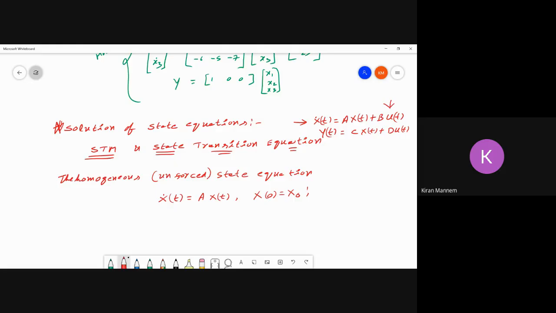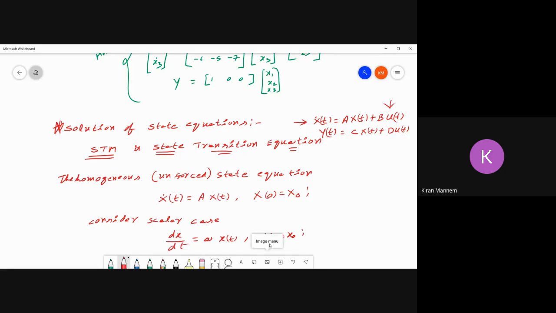To solve this, let us consider the scalar case. Since it's a vector, first consider the scalar case. So what is the scalar case? It would be dx by dt is equal to a into x of t, and x of 0 is equal to x naught.